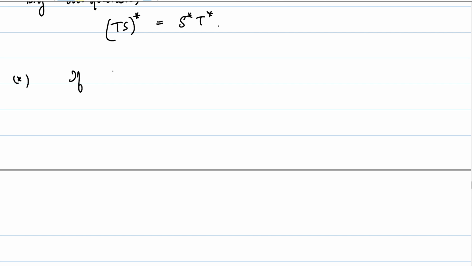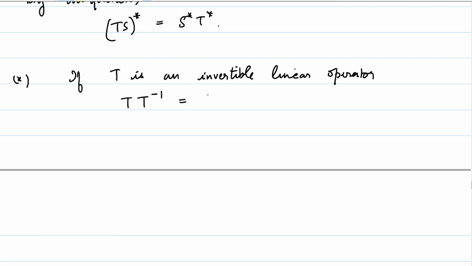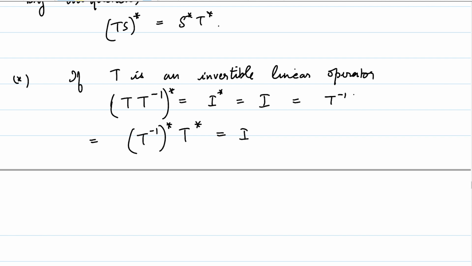So if T is an invertible linear operator. Now, from what we have just developed, T inverse T is equal to identity. Let's look at the adjoint of the left hand side. That's going to be the adjoint of identity, which we now know is the identity. But then this is just going to be equal to T* times (T inverse)*, which is the identity. This is also equal to (T inverse)* T*.